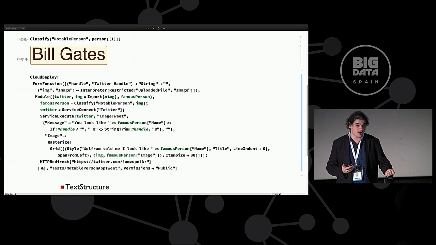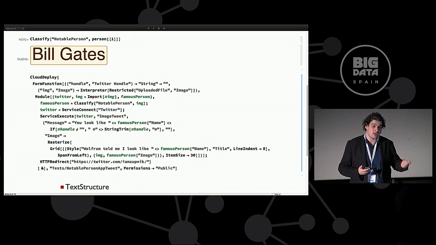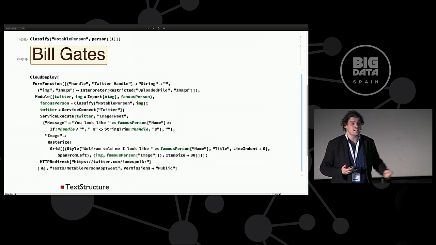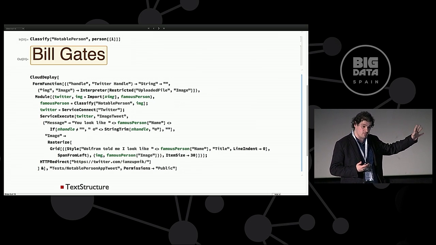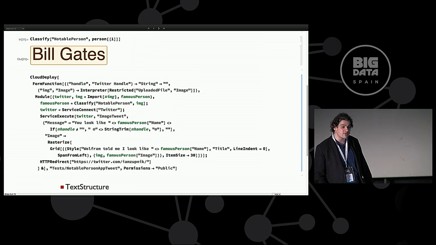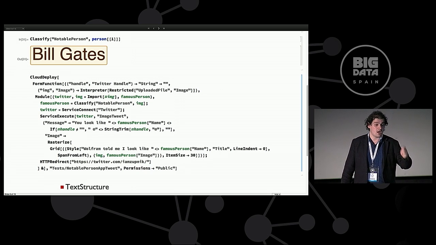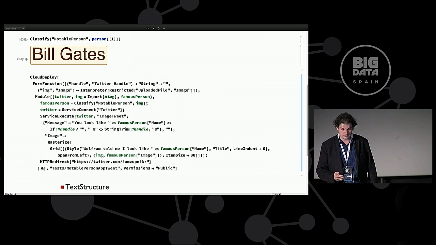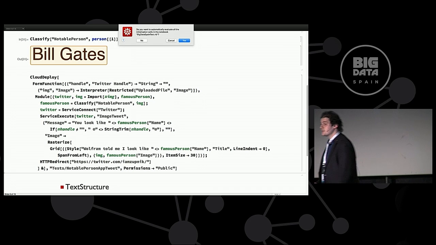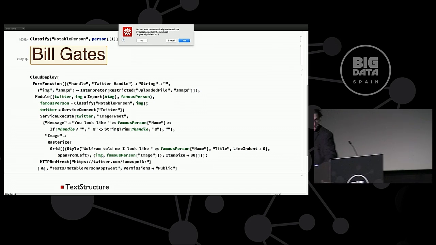But basically what I've done is I've created a link to Twitter so that someone can upload their image. They upload their image with our cloud platform using our form function. And then it classifies who you are, tells you who you are, and it tweets that to you. And I'll go over here so I can show you.